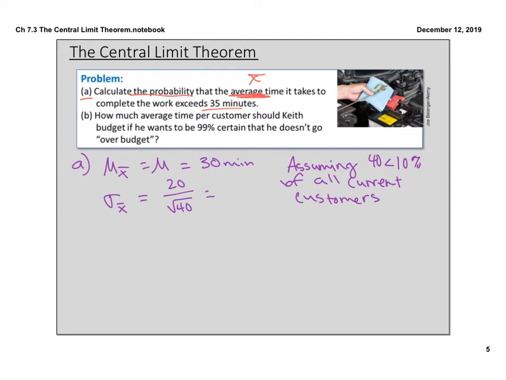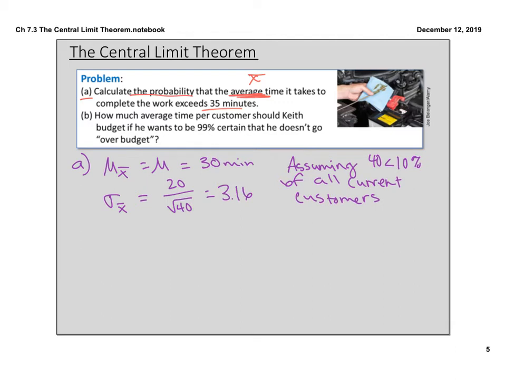Now, again, when you are thinking of that 10% condition, sometimes you just have to go with the assumption. Do we know that he has more than 400 current customers? No, we don't, but we can assume. I mean, if you think about running a mechanic shop, how many cars do they see in a day even? Then add up all those people that they see in a month. And a lot of people don't even go every month to have their car serviced. Usually you're going every 3 or 4 months to have your oil changed. So it's probably safe for us to assume that he has more than 400 customers. So I'm going to take that 20, divide it by the square root of 40, and I get a standard deviation of 3.16.